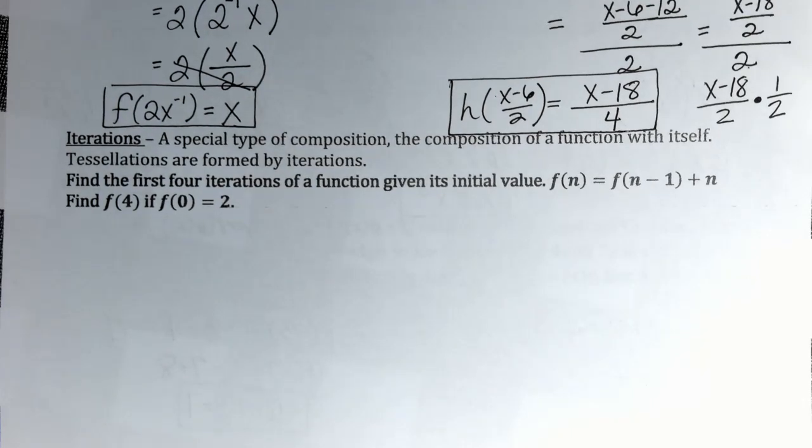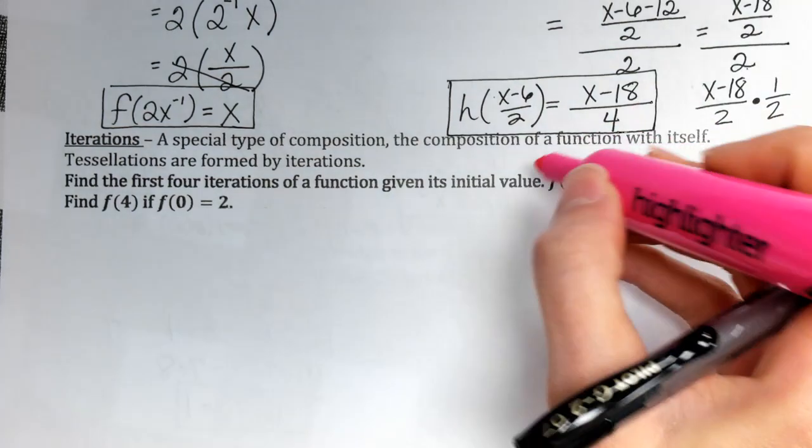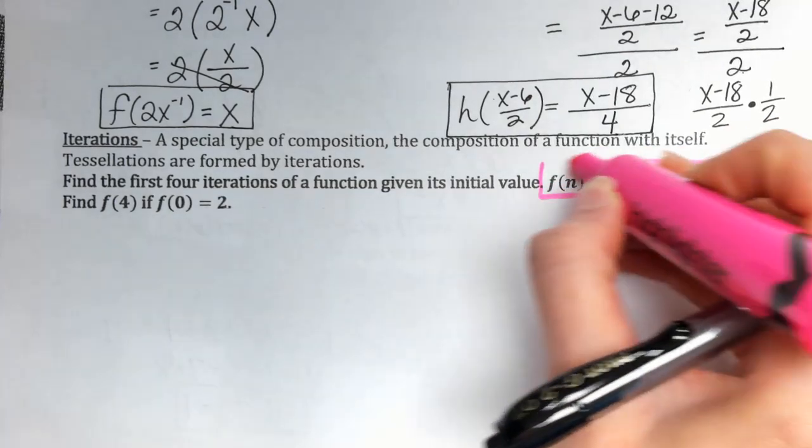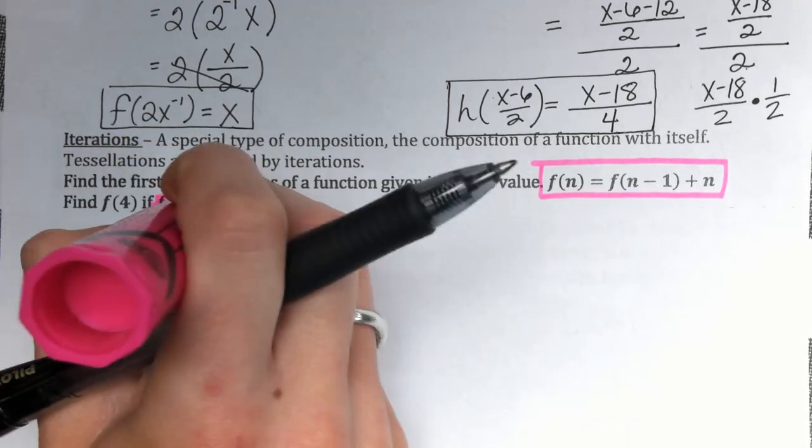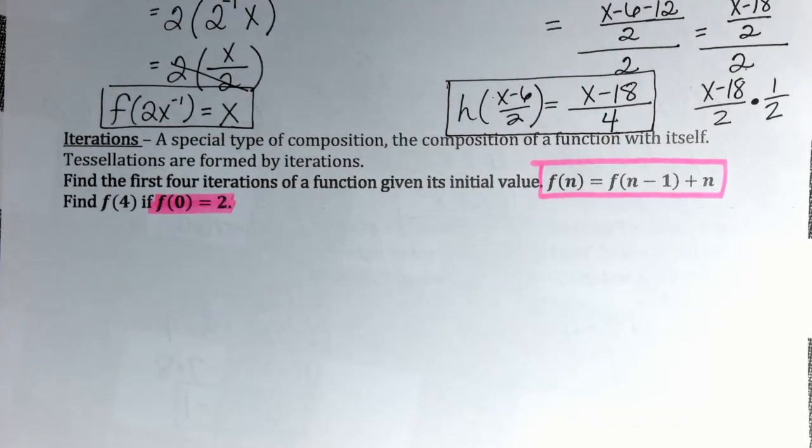Okay, so a special type of composition is a function within itself. Tessellations are formed by these iterations. We could do a project over that, but we're not. So find the first 4 iterations of a function given its initial value. So this is my formula for the iterations. And it tells me find f of 4 if f of 0 is equal to 2. That's my initial value. Okay, so n is like the position in that iteration.